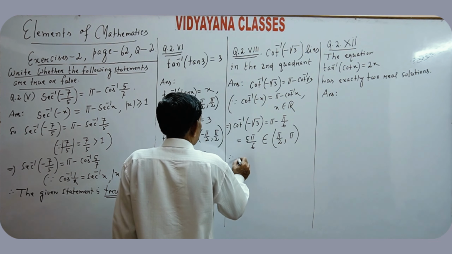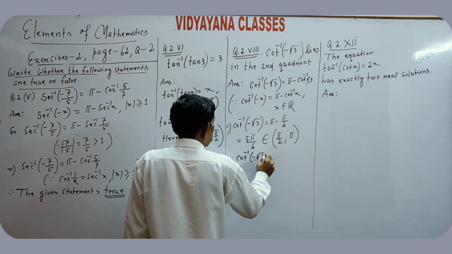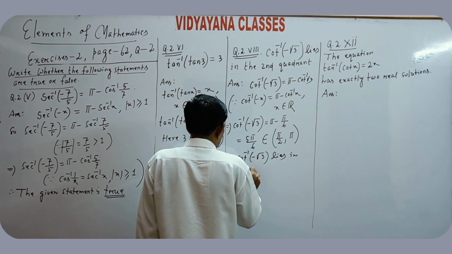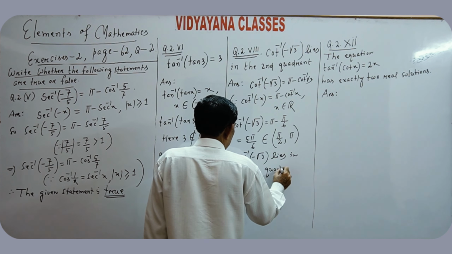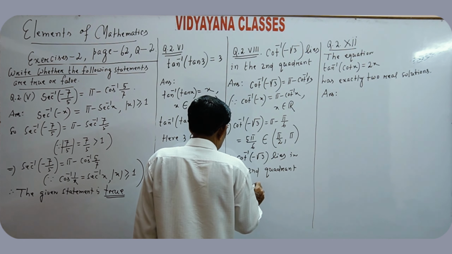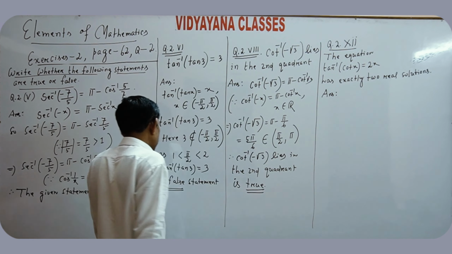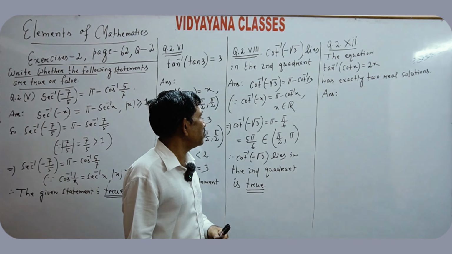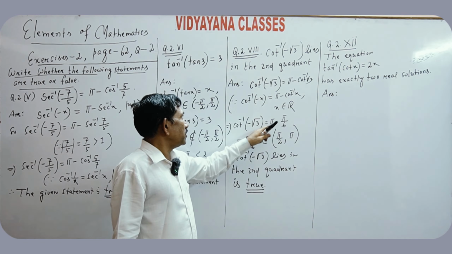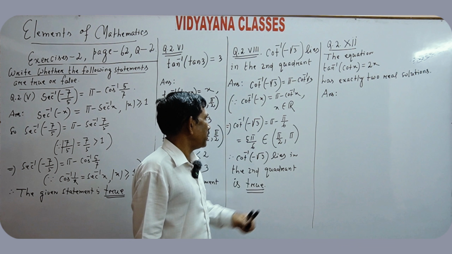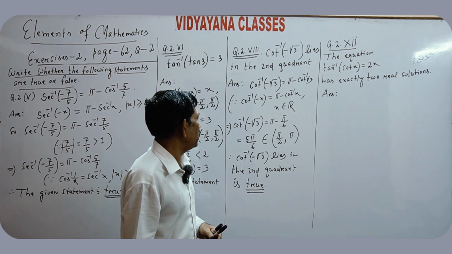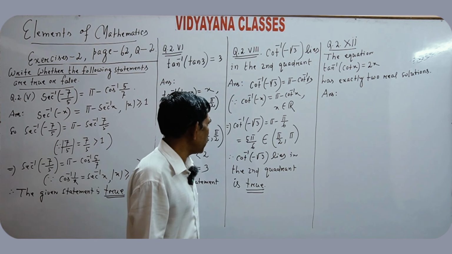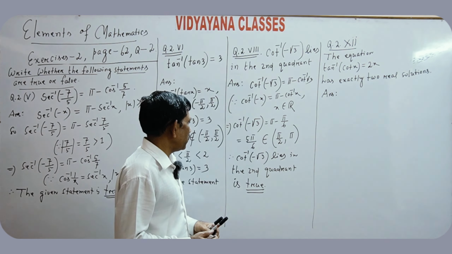Therefore, cot inverse minus root 3 lies in the second quadrant is true. The given statement is true. Clear? Cot inverse minus x is equal to pi minus cot inverse x. So cot inverse minus root 3 is equal to pi minus cot inverse root 3, pi minus 30 degrees, that means pi minus pi by 6, which is 5 pi by 6, belongs to the open interval pi by 2 to pi. This set represents the second quadrant. Therefore, cot inverse minus root 3 lies in the second quadrant is true.